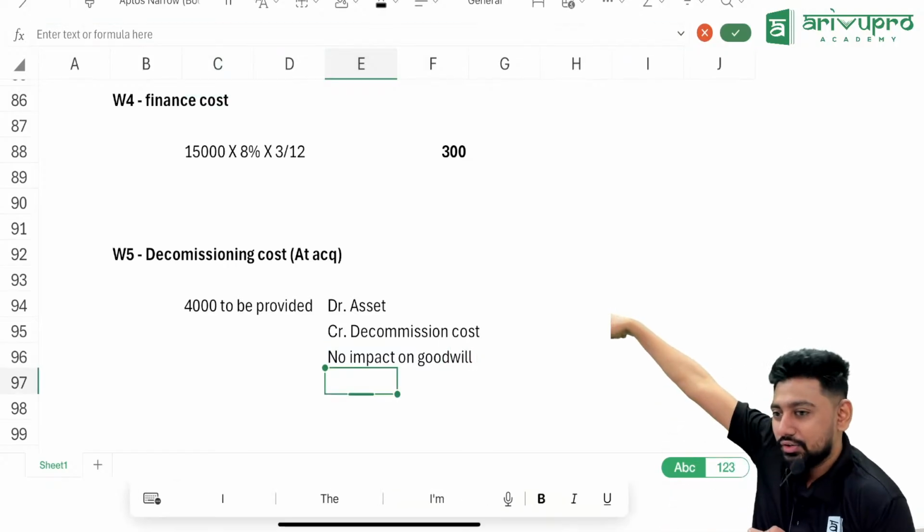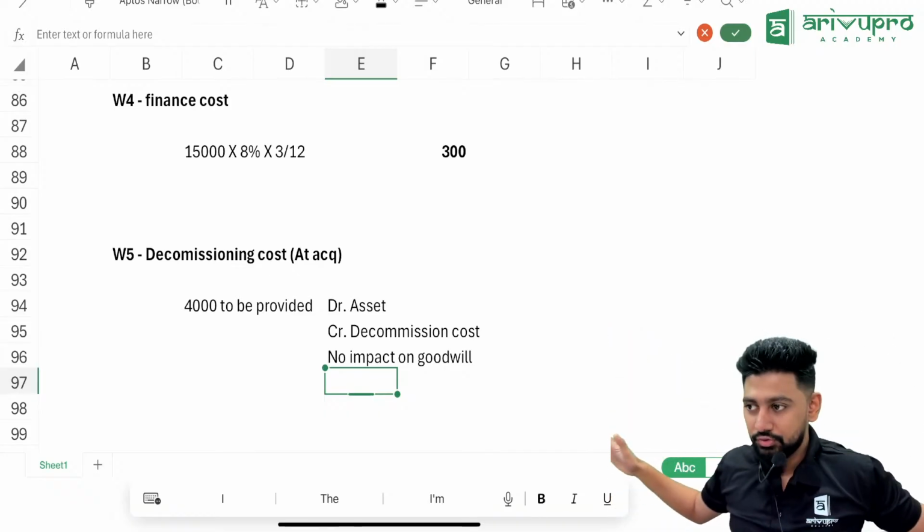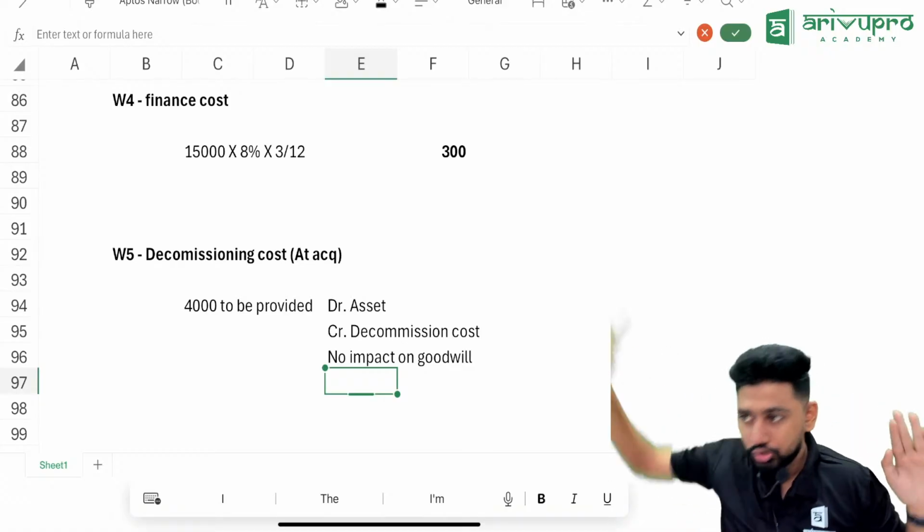Generally, we have to take it to goodwill, right? But here, no impact. There is an increase, there is a decrease, so it sets off. So your retained earnings will be set off. No impact in goodwill. Are we clear with that? Yes or no? Super, brilliant.